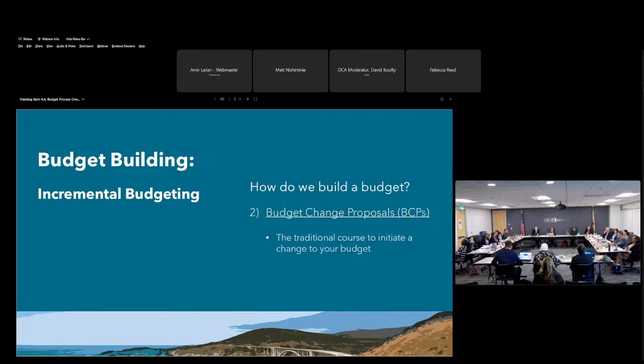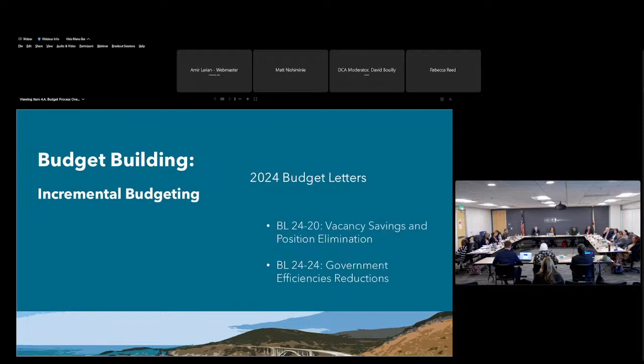Both of these budget letters are intended to reduce the cost to the state, but they are not effective yet, as the administration has not fully made the decision until May. Next slide.